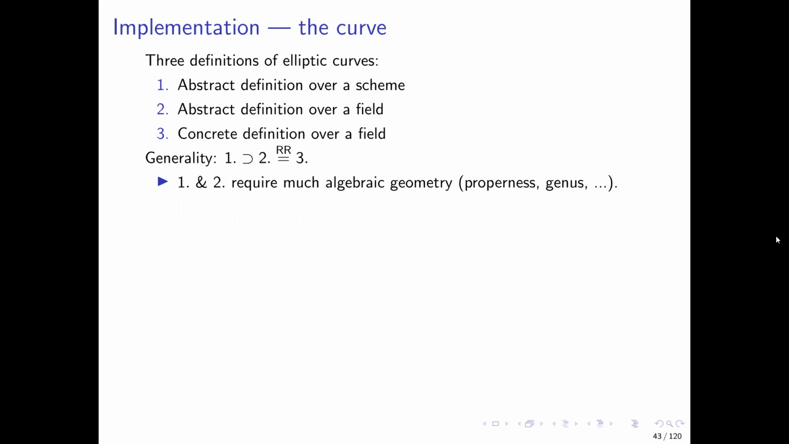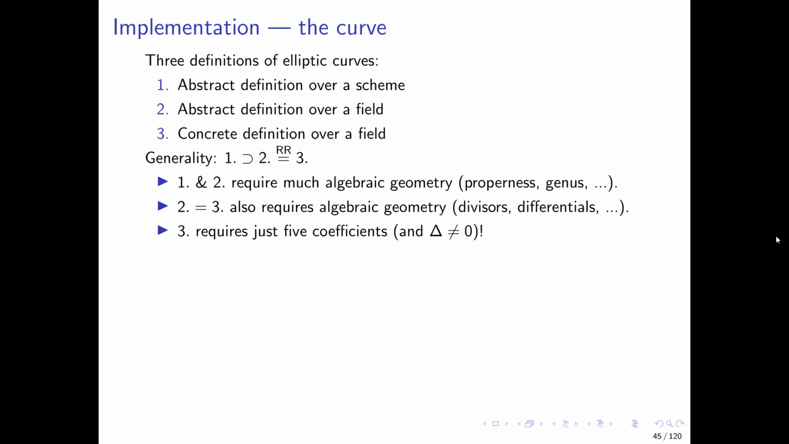We need to define all these notions of properness. I mean, genus is a quantity defined using cohomology. It's not really realistic. And 2 is also kind of hard, because I think 2 is defined in terms of genus. The fact that 2 and 3 are equal is by the Riemann-Roch theorem, and the Riemann-Roch theorem requires you to say what it means to be a divisor, what it means to be a canonical divisor, what is a differential and stuff like that. And that's not really realistic. But the definition of 3 is concrete.